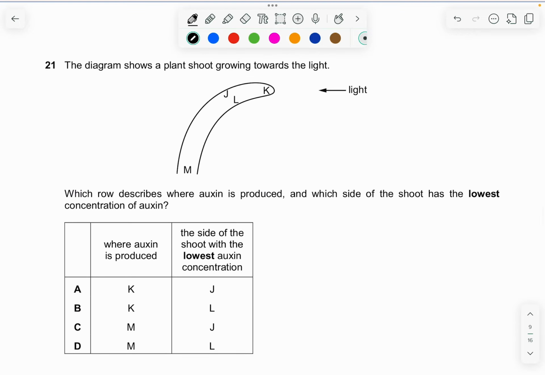Question 21. The diagram shows a plant shoot growing towards light. Which row describes where auxin is produced and which side of the shoot has the lowest concentration of auxin? So where is auxin produced? When there's light, it accumulates here. So they produce here. But where does it have the lowest auxin concentration? It's actually here, on basically the lower side of the shoot. So the answer is B.